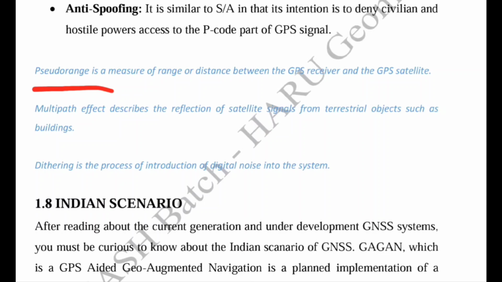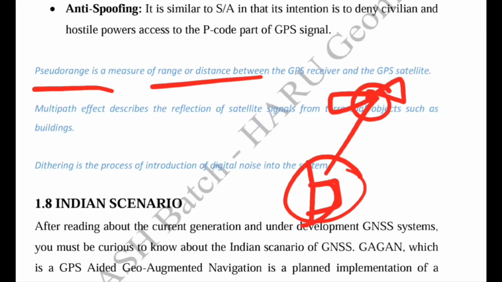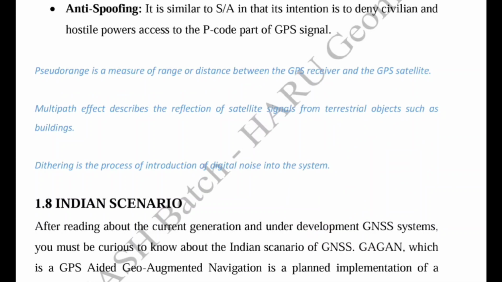Now we have seen some terminology like pseudo range. Actually it is the distance between the GPS receiver and GPS satellites, and we already know how we can calculate this with the help of time information, between the transmission of the signal from the satellite and the time taken for this satellite signal to travel to the receiver. So this time difference is multiplied by the speed of light to get the pseudo range.